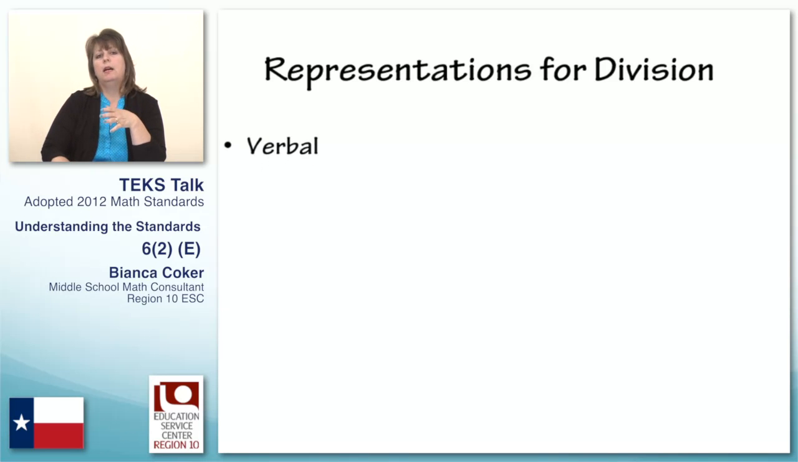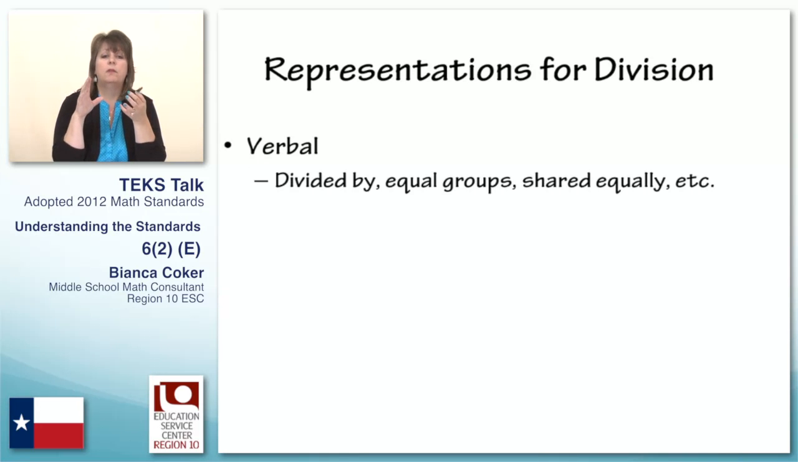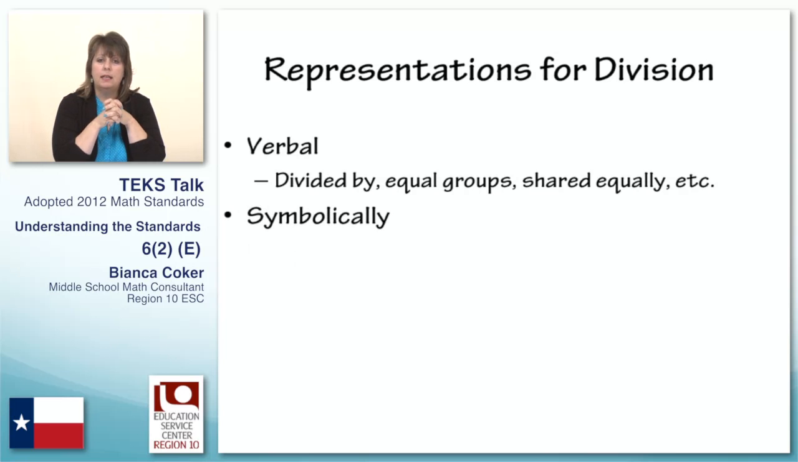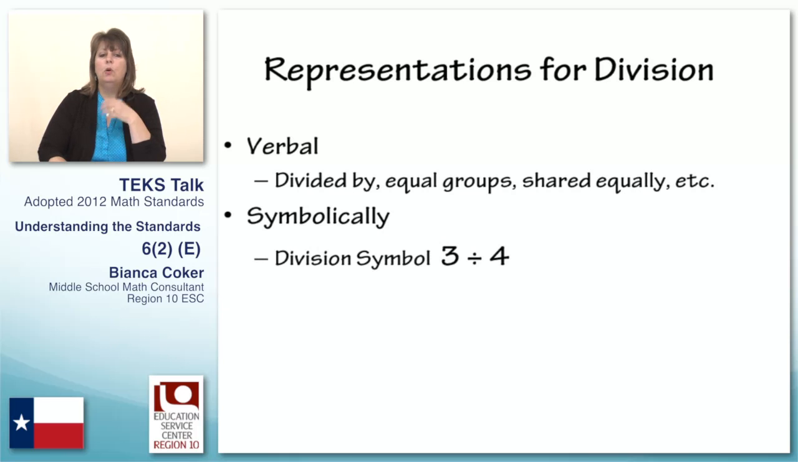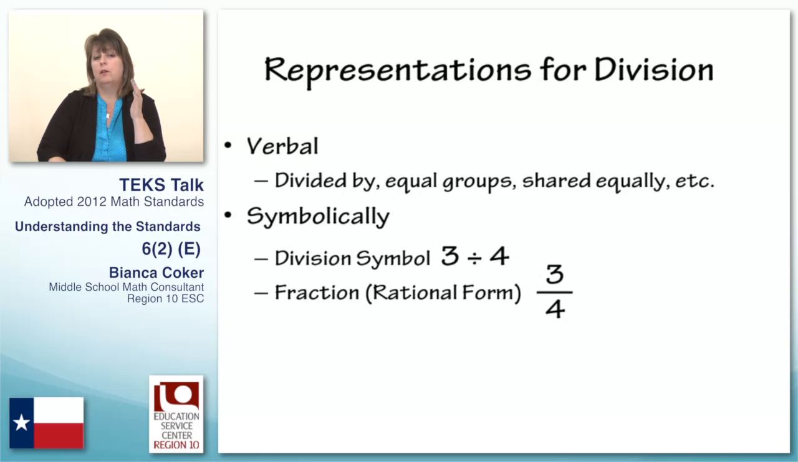So what we want to do is remind them that for division there's verbal representations such as divided by, we're dividing things into equal groups, things are shared equally. Those are all indicators that it's division. And symbolically, we can represent division with this traditional division symbol as 3 divided by 4, or we can represent it in fractional or rational form as 3 with the numerator, a fraction bar, and 4 for the denominator. So either of these two representations are fine. And we really transition from that division symbol to the rational form when we move into middle school.